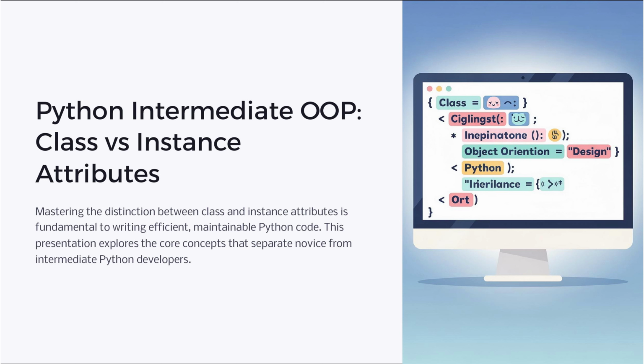Class attributes are shared across all instances of a class, while instance attributes are unique to each object. Understanding this distinction is crucial for managing state and behavior in Python programs. Efficient use of class and instance attributes enhances code maintainability and performance, a key skill for intermediate developers.